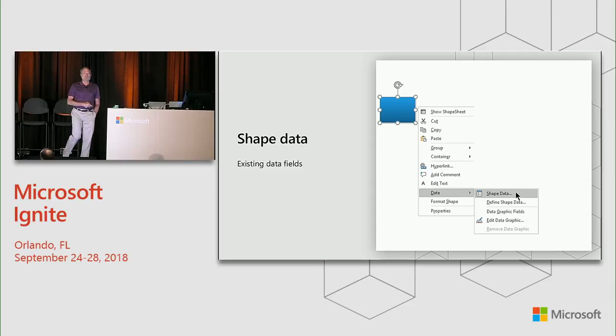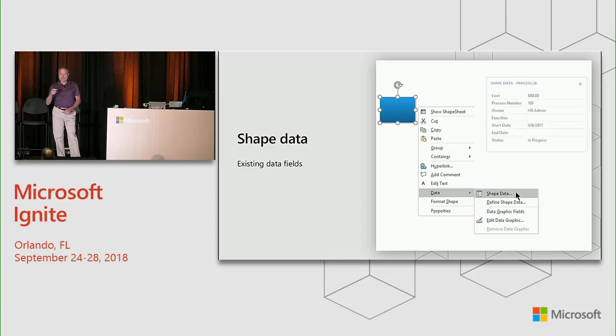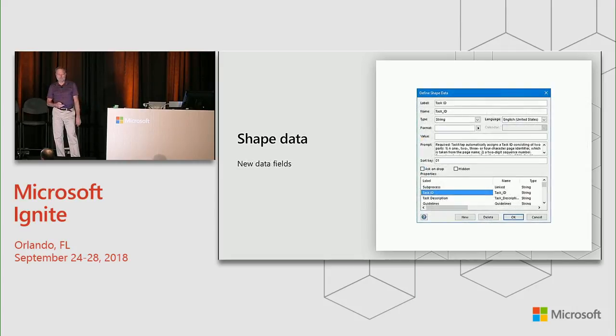The good news is it's really easy to get to the data properties of any shape. Right-click on the shape, select data, and then slide over to shape data, and a special window opens. I'll show you that in just a second live. It looks like this. So there can be data attributes associated with shapes in any Visio diagram.